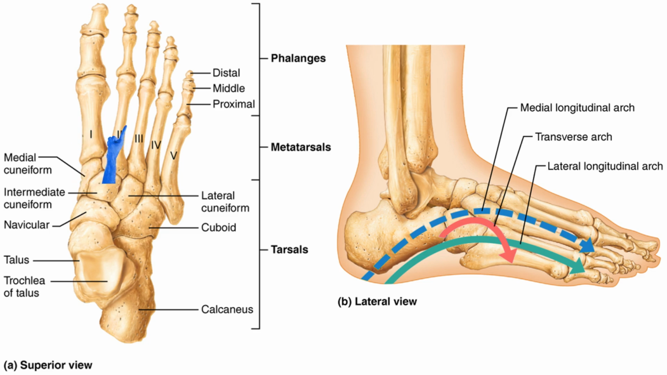Next, we have the metatarsal bones, numbered 1 through 5. These lead into the phalanges, the 14 bones of the toes. Like the hand, each toe has a proximal, medial, and distal phalanx, except for the great toe, which lacks a medial phalanx.